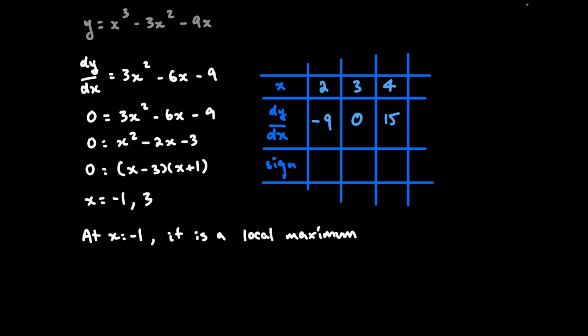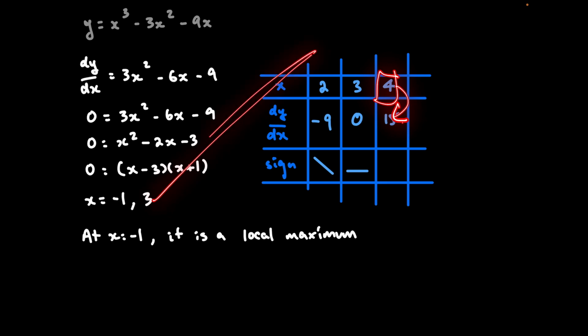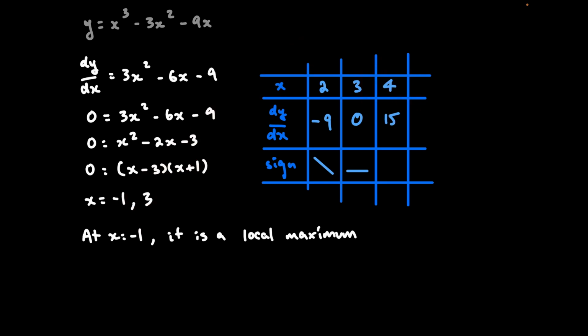And we can do the same thing just by looking at it. When x equals 2, the gradient or the derivative at that point is minus 9. So that means the gradient of the tangent line is negative and falling like this. And then when x equals 3, it's a stationary point, so it's just a flat line. And then when x equals 4, the gradient or the derivative is 15. That means the gradient of the tangent line is rising like this. So we can say it's rising.